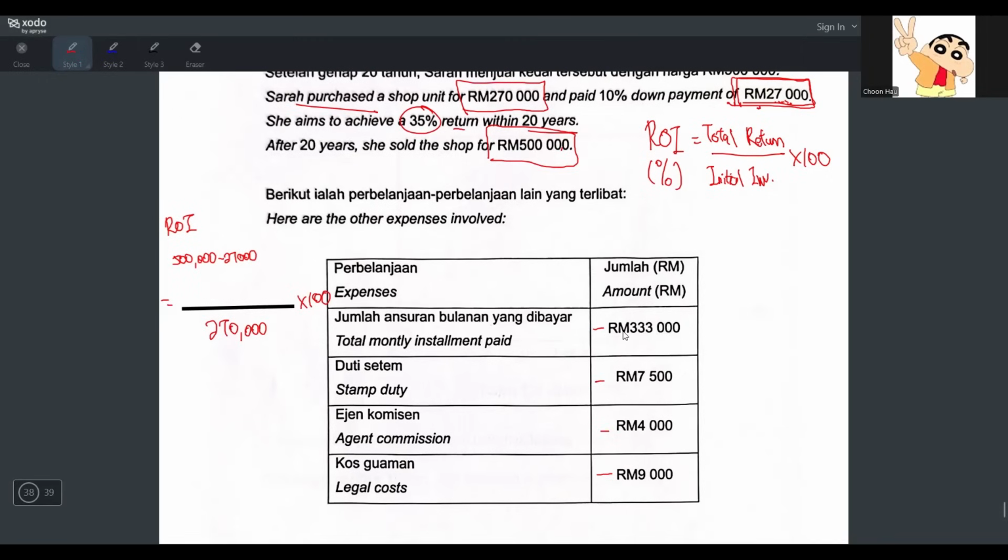Don't minus with the total price, and then minus all these expenses. Yeah, the monthly installment paid. This is for the shop, because after paying 10% down payment, the rest 90% is the installment. So 27,000 down payment, and then another 333,000 for the remaining balance. Because you pay monthly installment, they will charge you interest, all those things, right? So minus 333,000, and then minus all these also: minus 7,500, minus 4,000, minus 9,000. Okay, is there anything I left out? Okay, everything is done already.